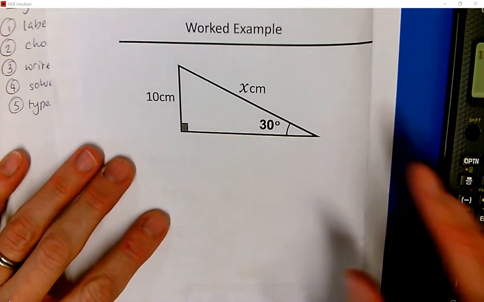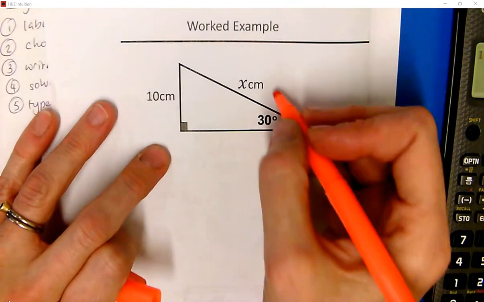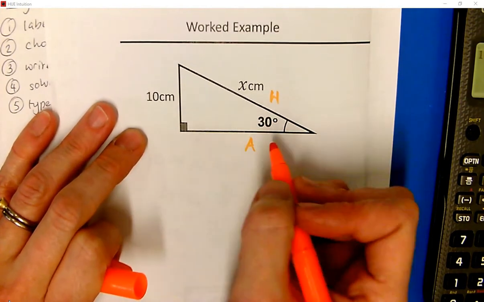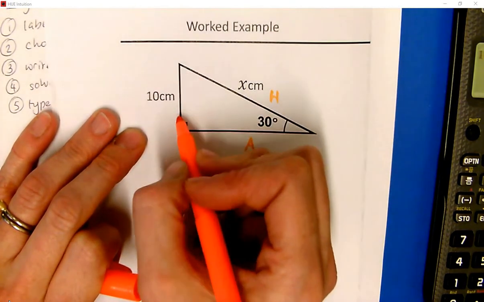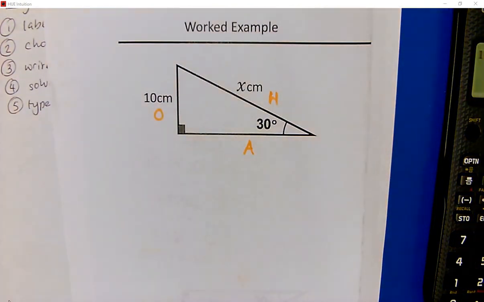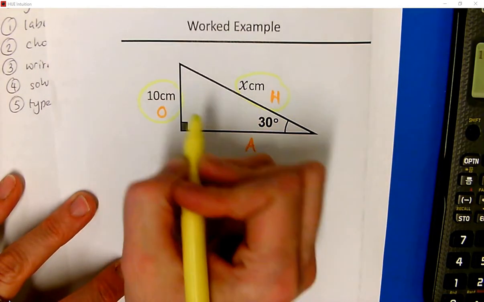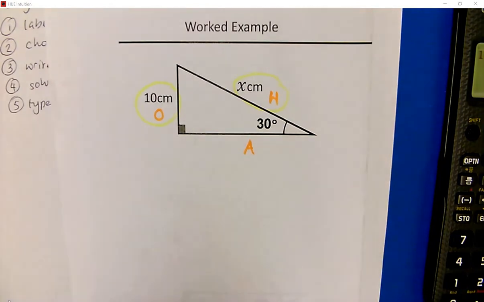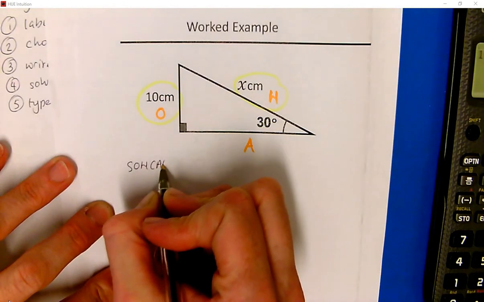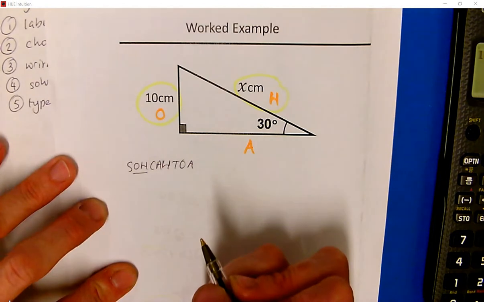Okay, so we always start the same. We label the sides with hypotenuse on the longer side, adjacent next to the angle on the other side from the hypotenuse, and opposite the marked angle. Okay, here we've got some information on the hypotenuse, we've got some information on the opposite, but there's nothing at all on the adjacent side. So then we're thinking SOH CAH TOA. We've got something on the opposite and the hypotenuse, so we're going to use sin.